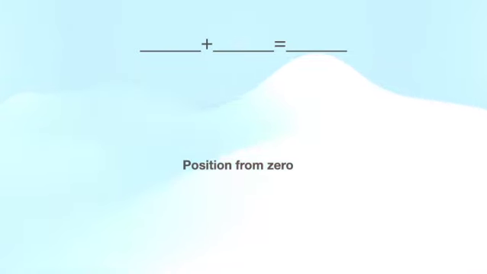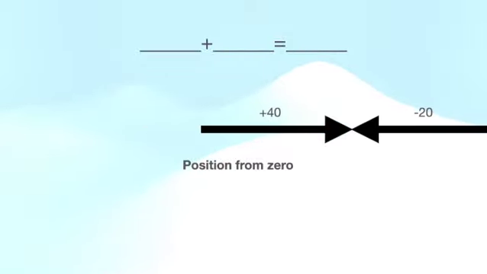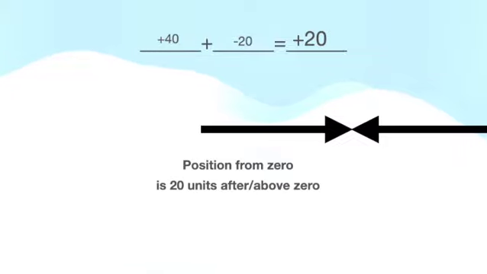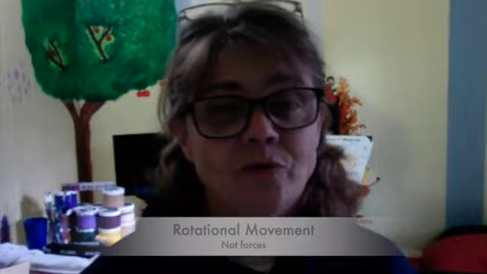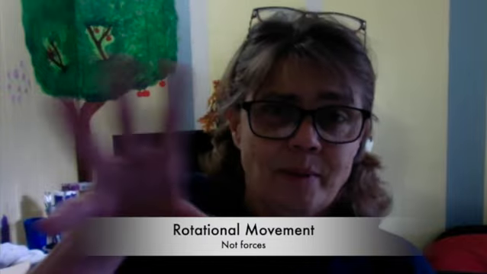Here's another one. Your force is 40, your opposing force is negative 20. So when you add those two together, you get a resulting force of positive 20. Thus, your position from zero is going to be 20 units either after or above zero. The rotational forces that David was talking about is like clockwise and counterclockwise and positive and negative in that way.